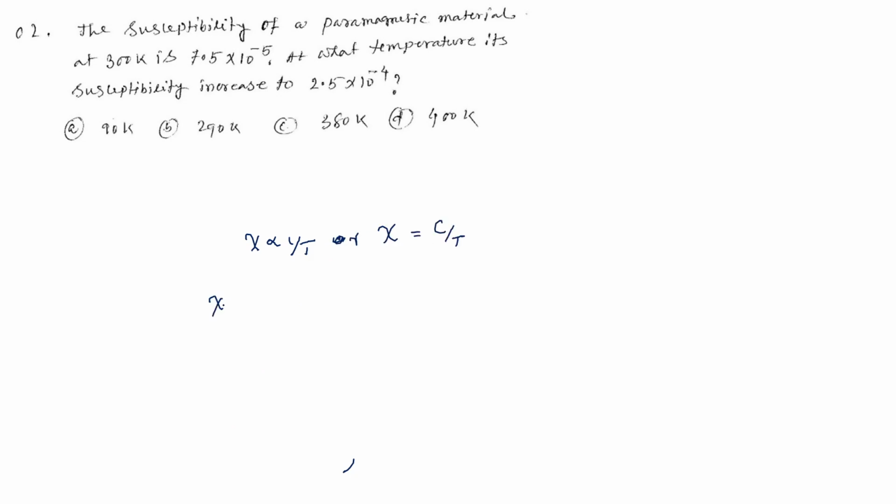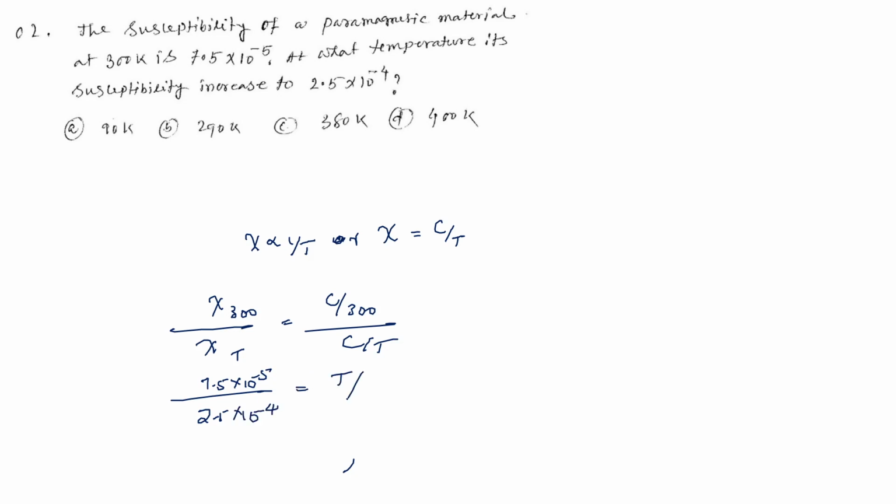Okay, then chi of 300 divided by chi of T is equal to (C divided by 300) divided by (C divided by T), so 7.5 into 10 to the power minus 5 divided by 2.5 into 10 to the power minus 4 is equal to T divided by 300. Okay, so you will get the T value equal to 7.5 into 10 to the power minus 5 into 300 divided by 2.5 into 10 to the power minus 4. Okay.